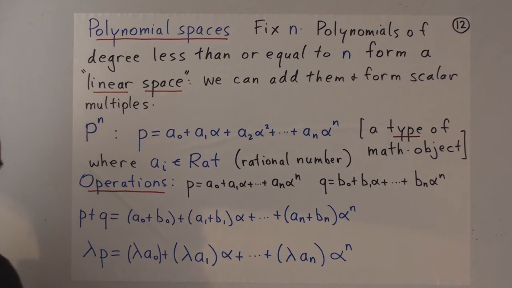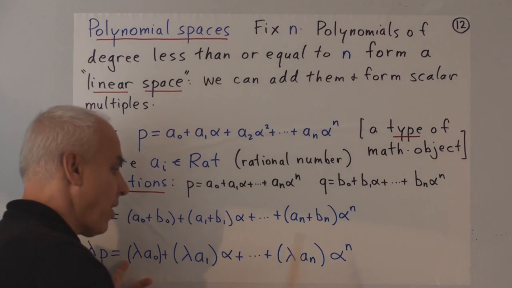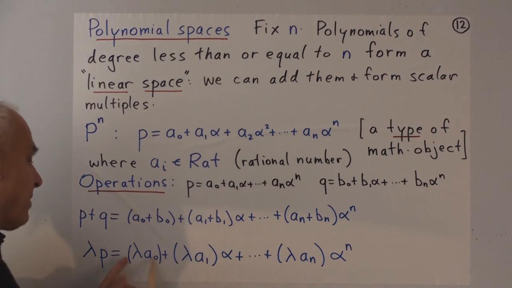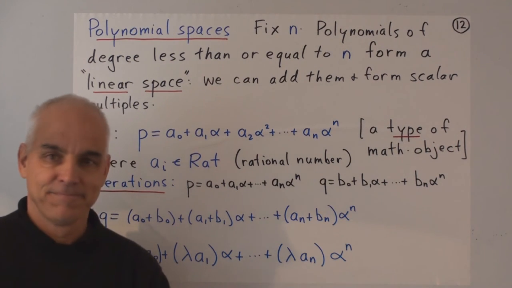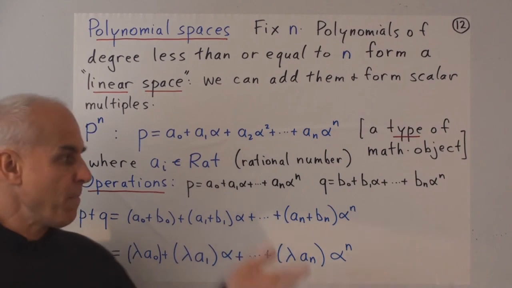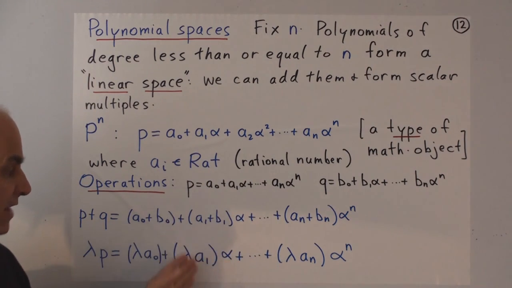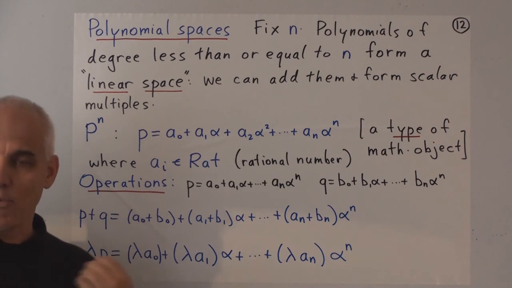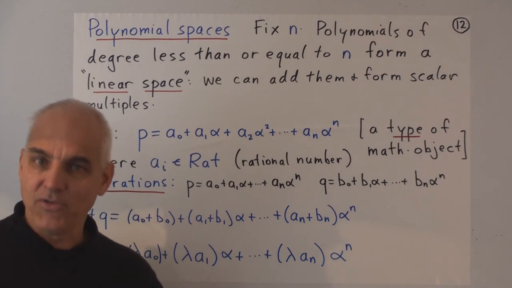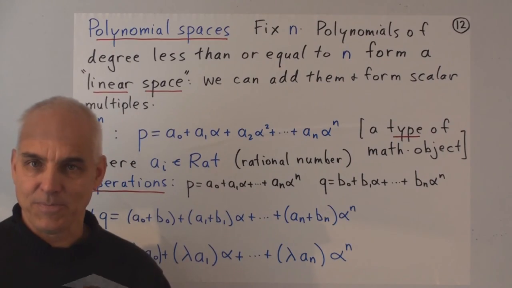And another thing that we're allowed to do is we're allowed to multiply a polynomial by a scalar or a number. So lambda times p would just be the new polynomial whose coefficients are lambda a0, lambda a1, up to lambda an. So polynomials and vectors are pretty close, as you can see by the definitions here of what we mean by addition of polynomials and scalar multiplication.